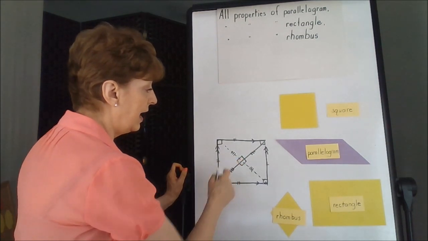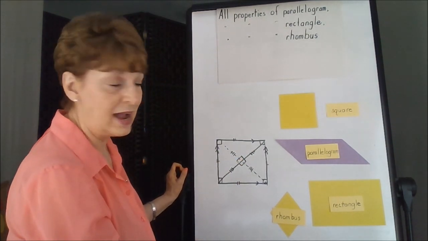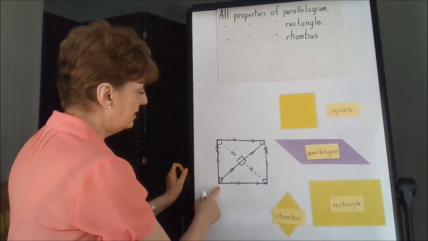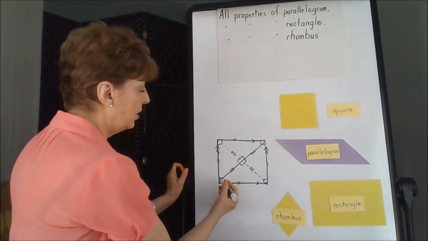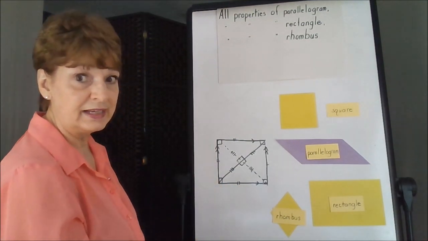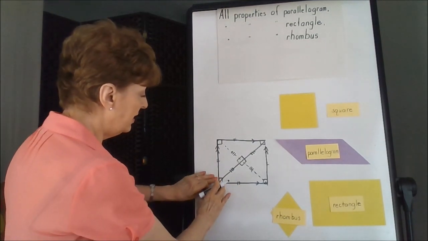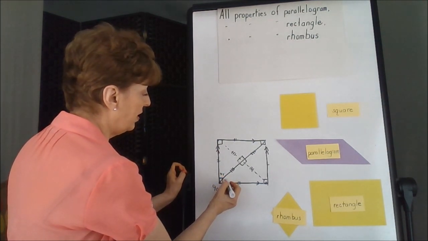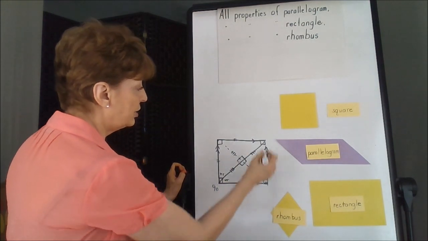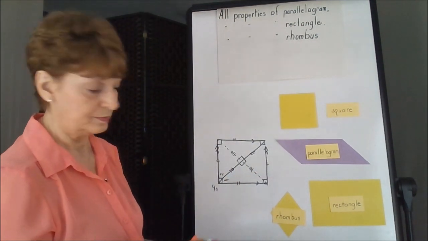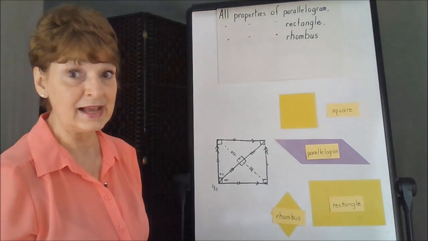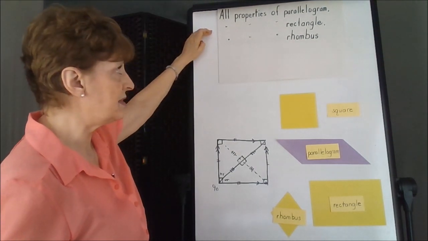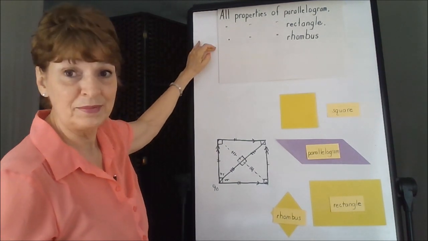The middle angles were all 90 degrees, and each of the vertices of the outside part were split perfectly in half. So this 90-degree angle made the two smaller ones in there 45 degrees on each of the corners. So a square has all the properties of the parallelogram, all the properties of the rectangle, and all the properties of the rhombus.